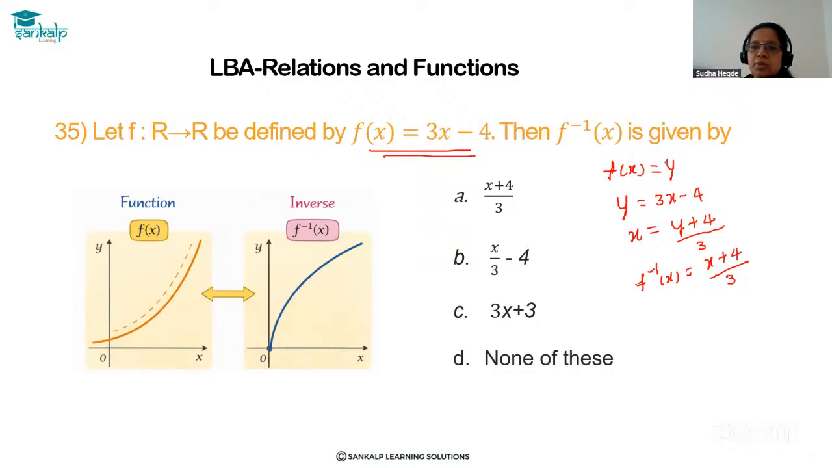Okay, first step you need to take f of x is equal to y. So f of x value is given. Substitute it, simplify for x. Then replace this y by x. You are going to get the f inverse x value. So option A, x plus 4 by 3, is the correct answer.